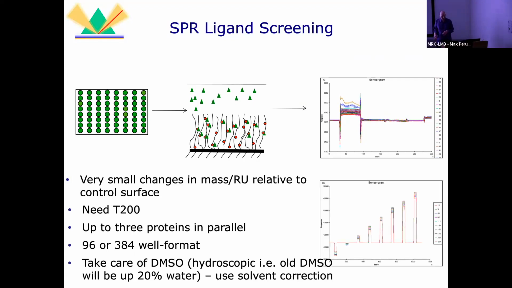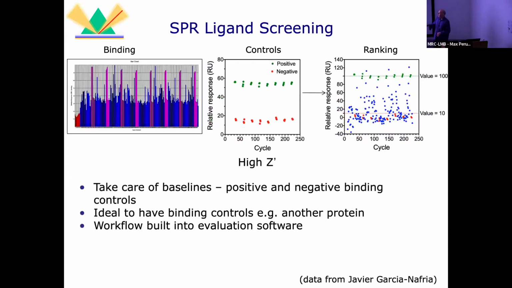And luckily in the program, there is a correction wizard where you put in different concentrations of DMSO so that it can correct for those non-specific changes in refractive index. So the kind of data you get, if you're doing a screening, is a whole forest of points. So it's always good to have positive and negative controls, things that don't bind and things that do bind.